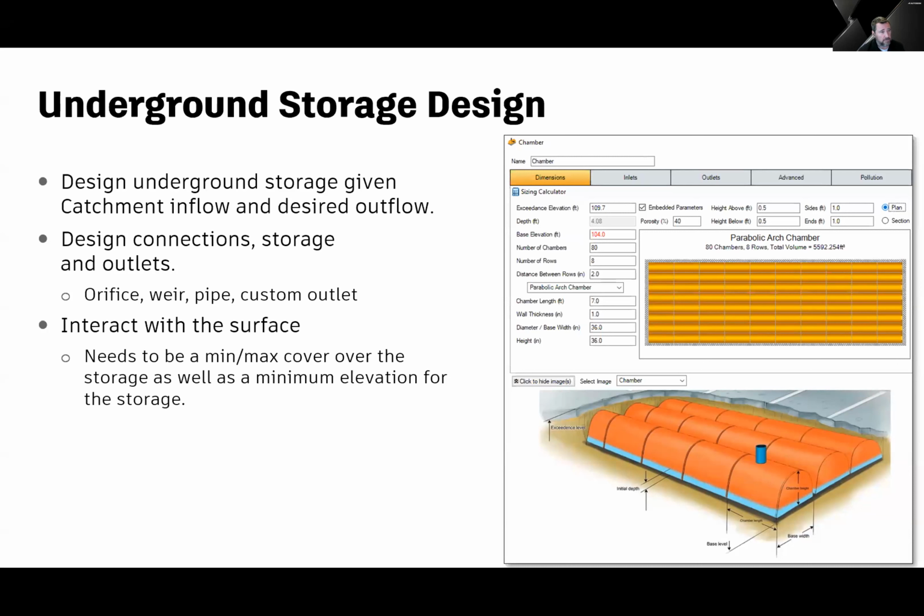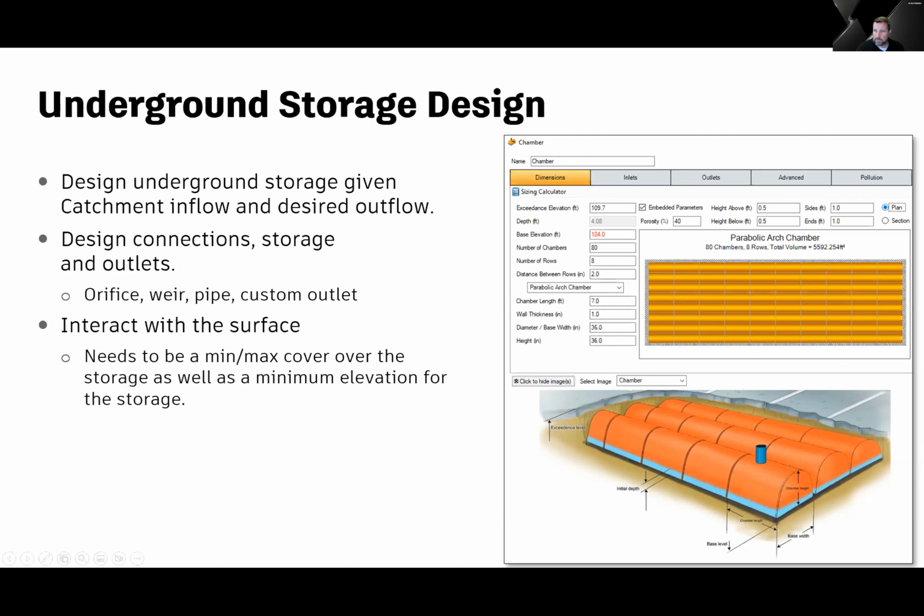And it probably needs to interact with the surface, either making sure it's set below whatever you put in for some cover below a surface. But groundwater probably plays an important role here too. So there's probably some minimum elevation you can actually set these at. And that might actually make you have to change your surface design. So some interaction there would be necessary, I think.